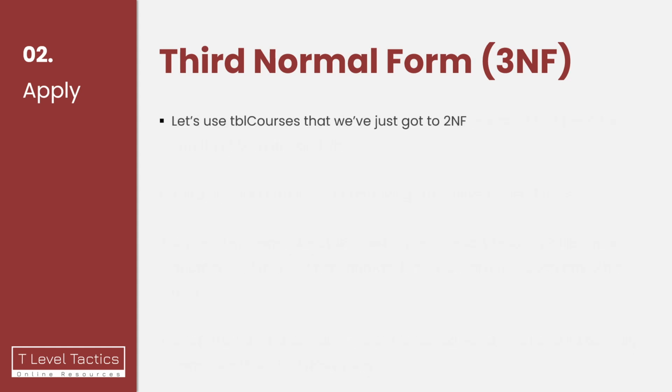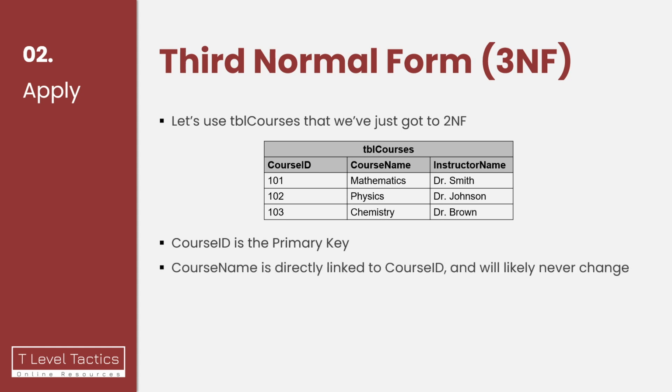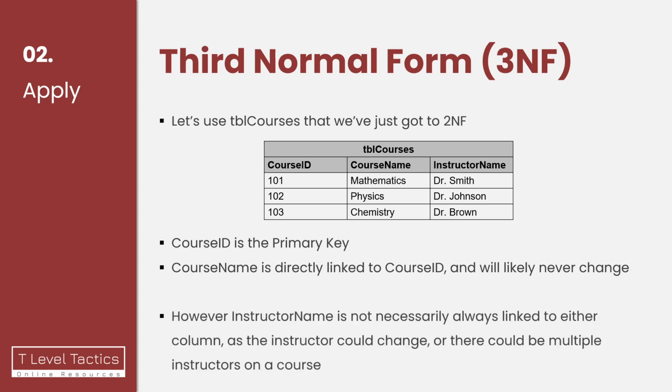Let's use the courses table that we've just got to second normal form. Here, course ID is the primary key. Now, course name is directly linked to course ID and will likely never change. However, instructor name is not necessarily always linked to either column, as the instructor could change if a member of staff leaves or a new one joins, or there could be multiple instructors on the same course.